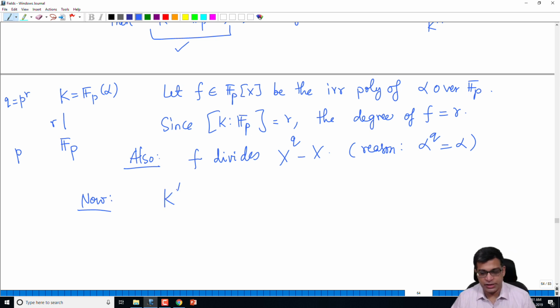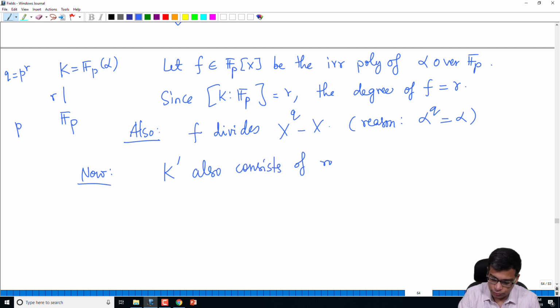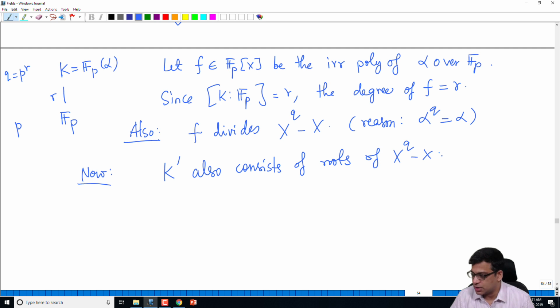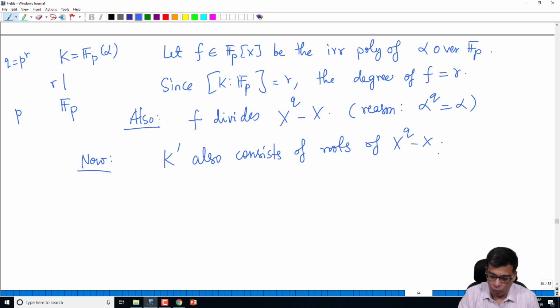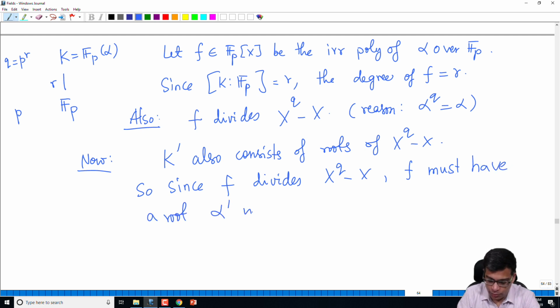Now, k prime, which is a field of order q, also consists of roots of x power q minus x. Right? Also consists of roots of x power q minus x. So, since f divides x power q minus x, f must have a root alpha prime in k prime.